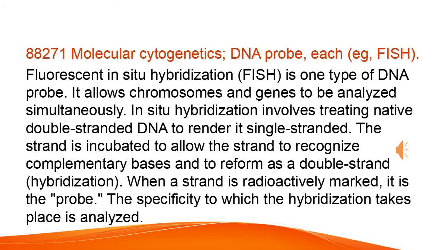Molecular cytogenetics, DNA probe, e.g., FISH. Fluorescent in situ hybridization, FISH, is one type of DNA probe. It allows chromosomes and genes to be analyzed simultaneously. In situ hybridization involves treating native double-stranded DNA to render it single-stranded. The strand is incubated to allow the strand to recognize complementary bases and to reform as a double strand, hybridization. When a strand is radioactively marked, it is the probe. The specificity to which the hybridization takes place is analyzed.